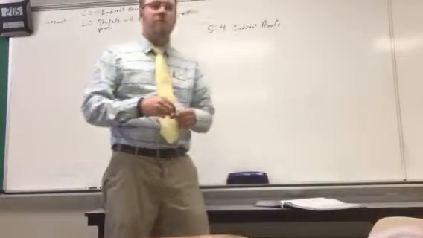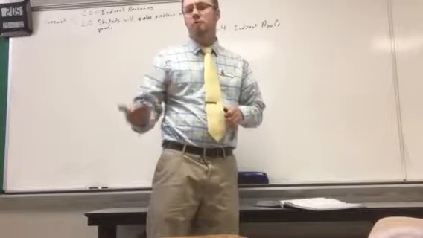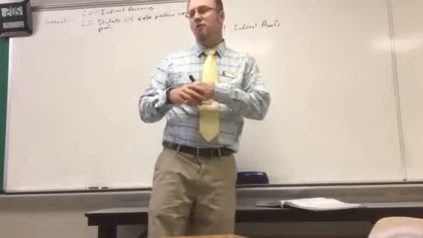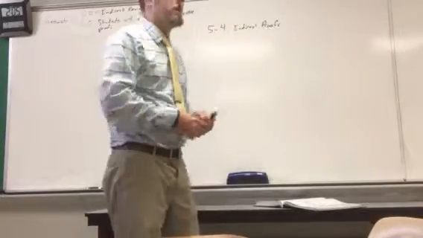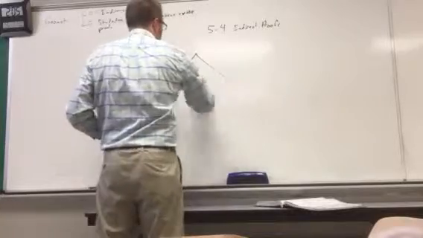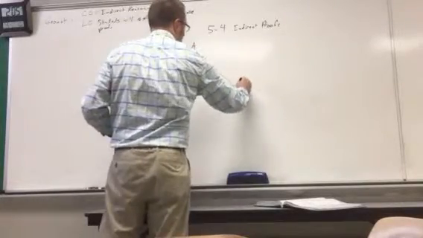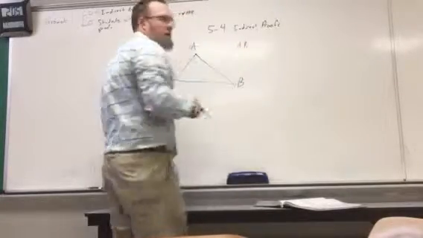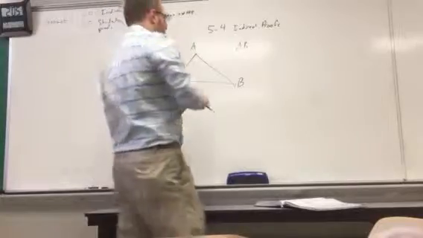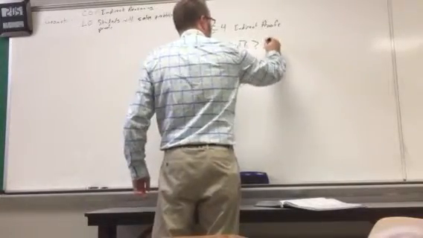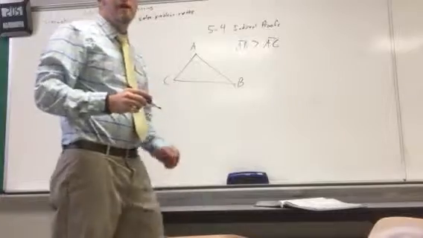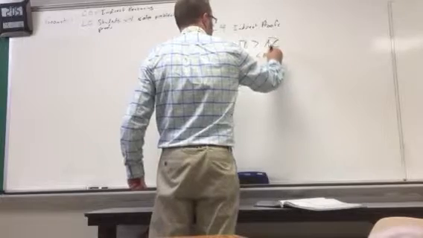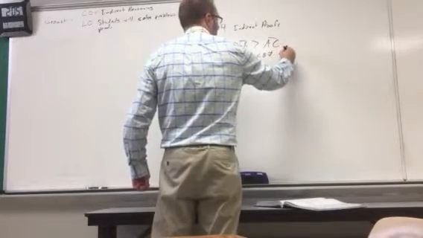On 5.4, the Indirect Proofs, basically, you attempt to disprove what they're telling you and prove that wrong in order to prove something else is right. So just for an example, if we have a triangle here, and we'll call this triangle ABC, and they tell us that AB as a side is larger than AC, then they want us to prove that angle B is not congruent to angle C.